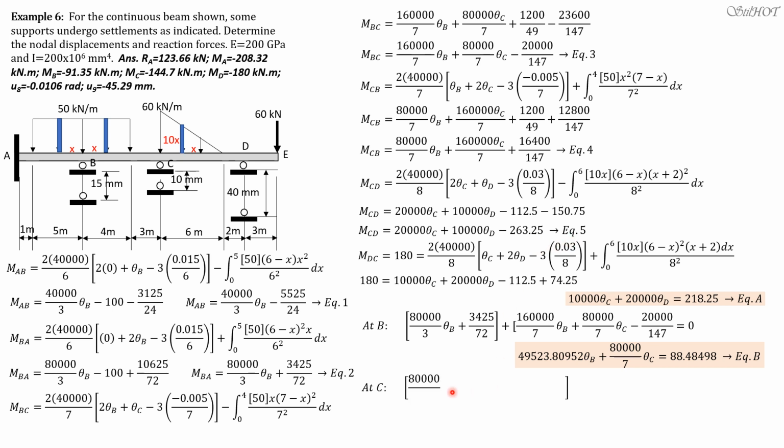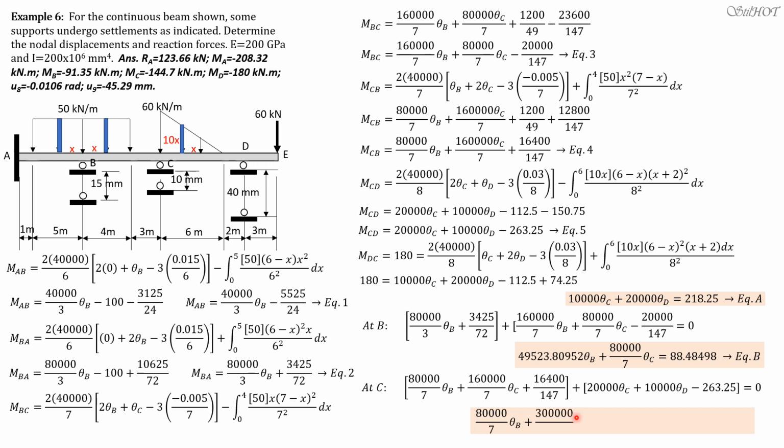0. So quantity 80,000 over 7 theta B plus 660,000 theta C over 7 plus 1640 over 147 plus 20,000 theta C plus 10,000 theta D minus 260.25 equals 0. So combining like terms, 80,000 over 7 theta B plus 300,000 over 7 theta C plus 10,000 theta D equals 151.685, equation C. So solving equations A, B, and C simultaneously using your calculator, we will put the answers on the next slides.